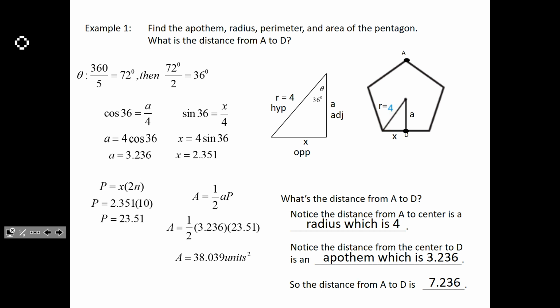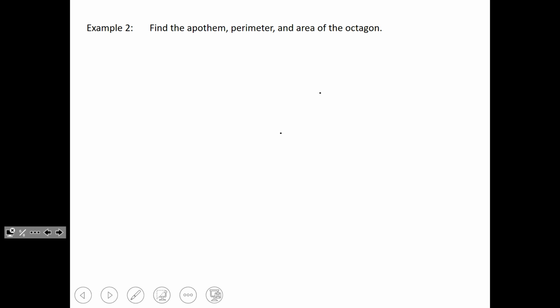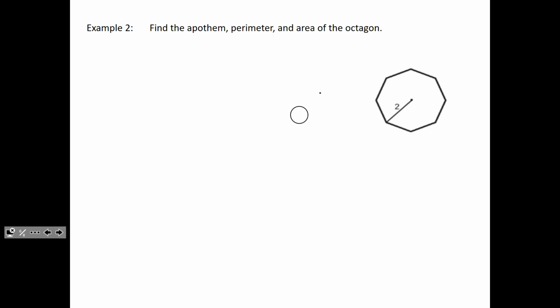Example 2 does not ask you to find anything out of the ordinary. They just want us to find our apothem, perimeter, and area. So we don't have to find any extra lines or anything. They say that we're doing this for an octagon. In this octagon over here, what piece did they give us? Very good. So when I draw my triangle over here to the side enlarged, I'm going to mark that my radius is 2. Alright, so we're going to have to find the apothem. First we got to find the missing angle.